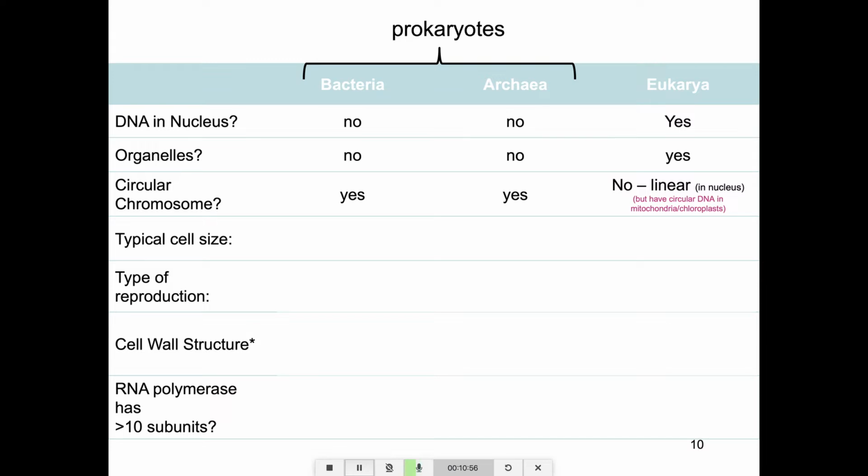Typical cell size. So bacteria, large or small? They are smaller. Same for archaea. The eukaryotes are in fact larger or typically larger in terms of their cell size per an individual cell.